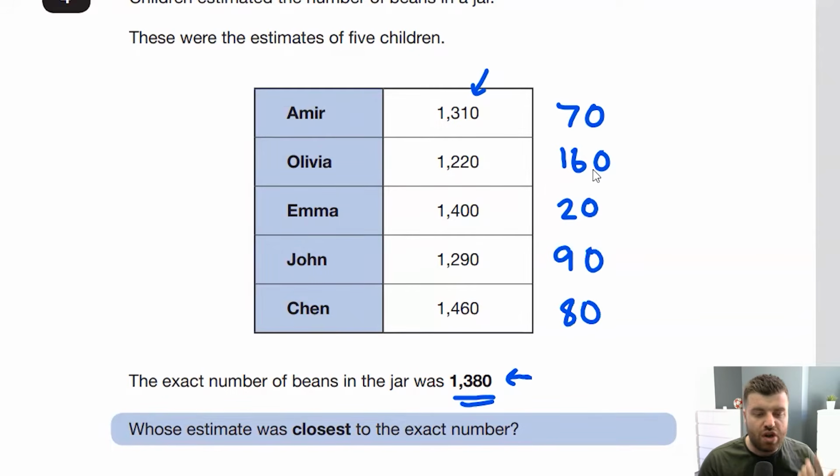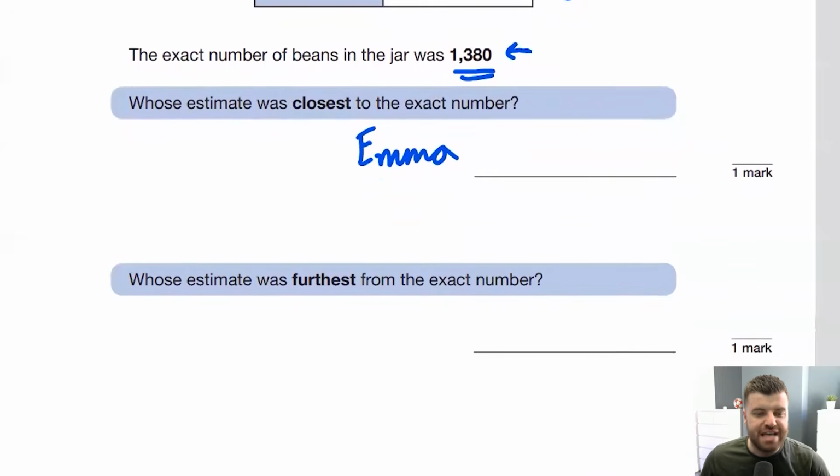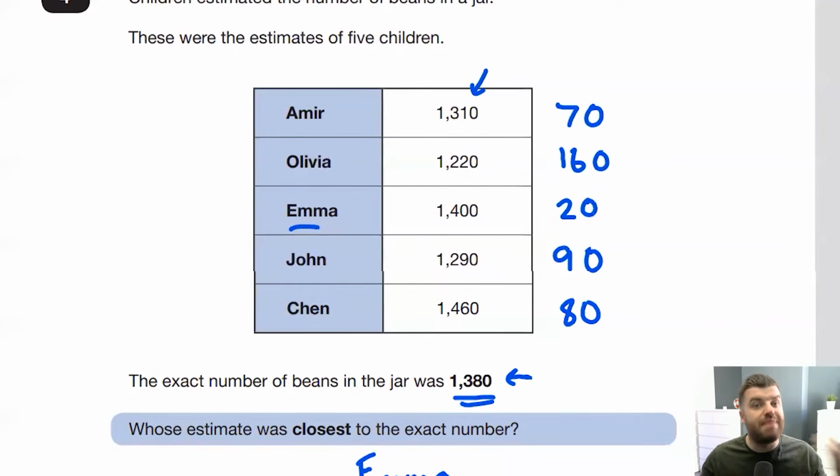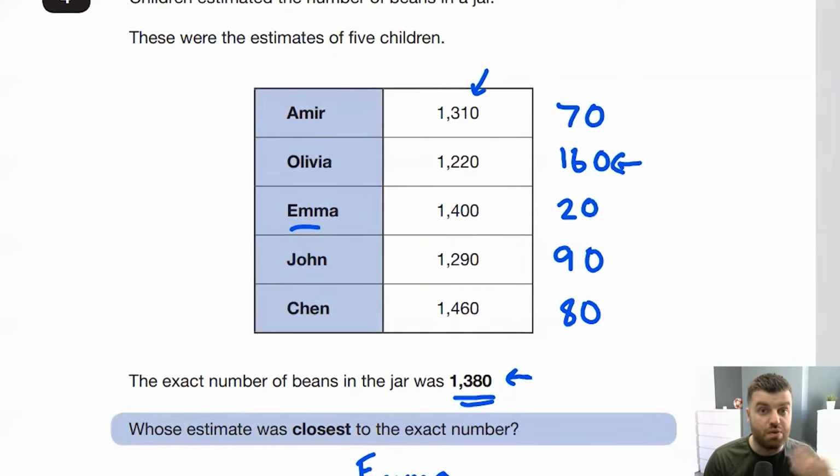Whose estimate was closest to the exact number? Well, we want the lowest number in our jottings, and that's going to be Emma. So you'd write Emma, and then we can move on to the second part of this question, which is hiding down below. Whose estimate was furthest? Well, same kind of logic, guys. This time we want the biggest number because they're going to be the furthest away. Quite clearly, it's Olivia, who was the only one in the hundreds.